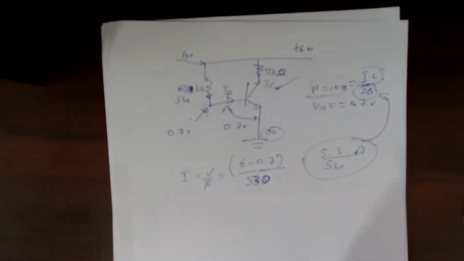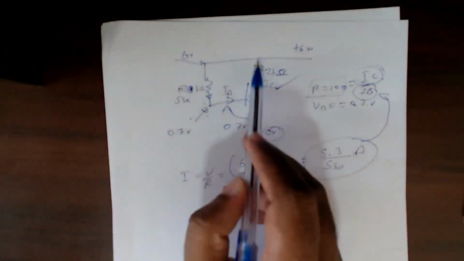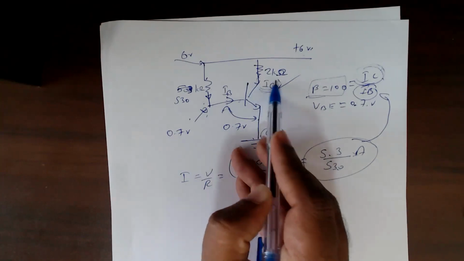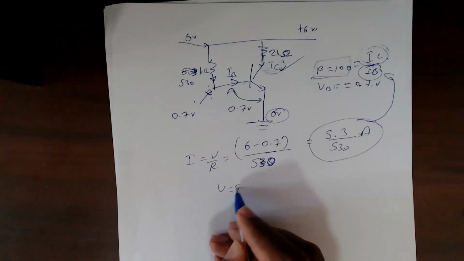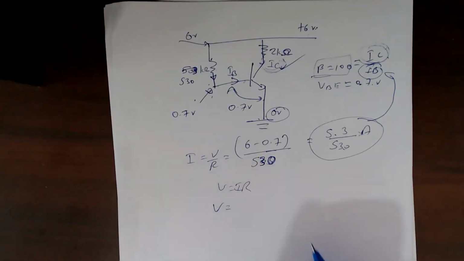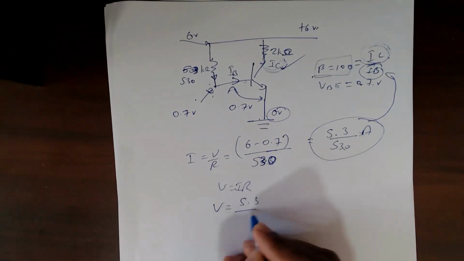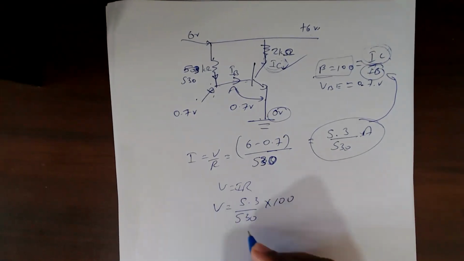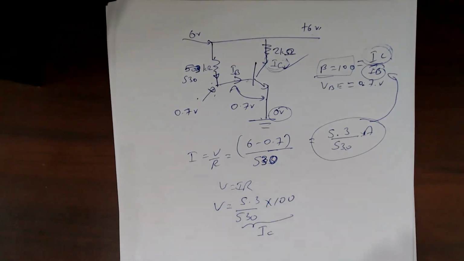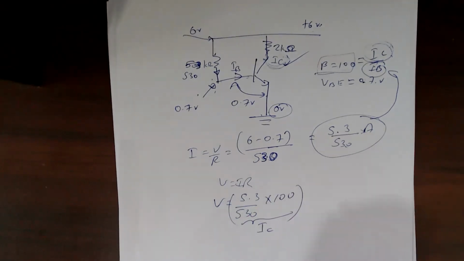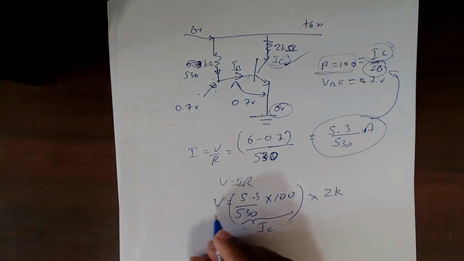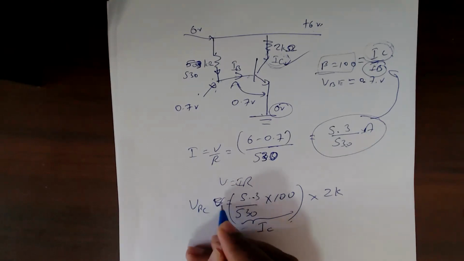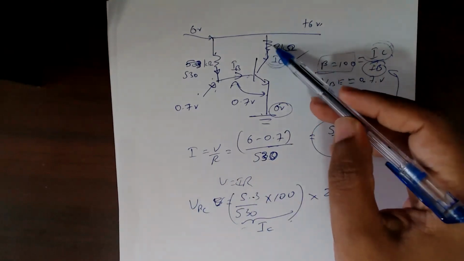So the question is asking, find the voltage across RC. Voltage across this one. If we know this current, we can find the voltage. Why? We can again apply V equals IR. V is the one we want to find. I is the current, 5.3 into 530 multiplied by 100. So this is IC, right? This is IB, this is beta, this is IC. R is 2 kilo ohms. So this will be the VRC, voltage across the RC resistor.